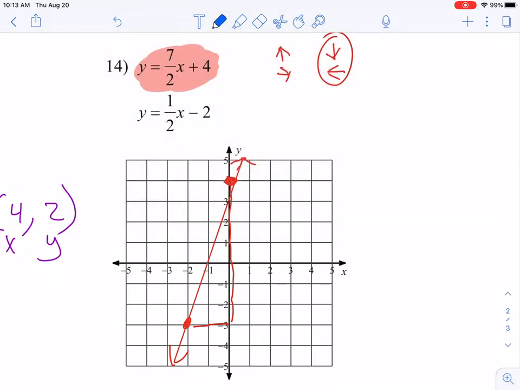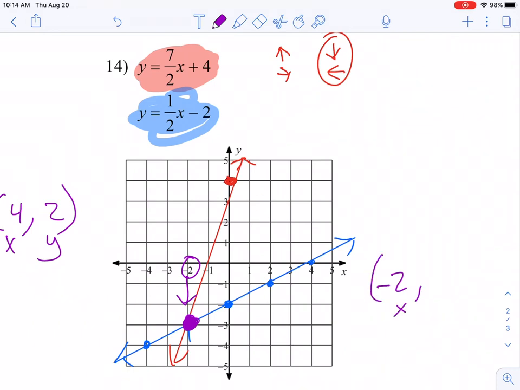And then my blue line is going to begin at -2. Let me get rid of my counts here. It's going to begin at -2, and I'm supposed to go up 1, right 2, up 1, right 2. I can also go down and left. There's my point, down and left. So I have overlap right here, and I'm going to say where that is by looking at my x value, so -2, comma my y value, which is -3.